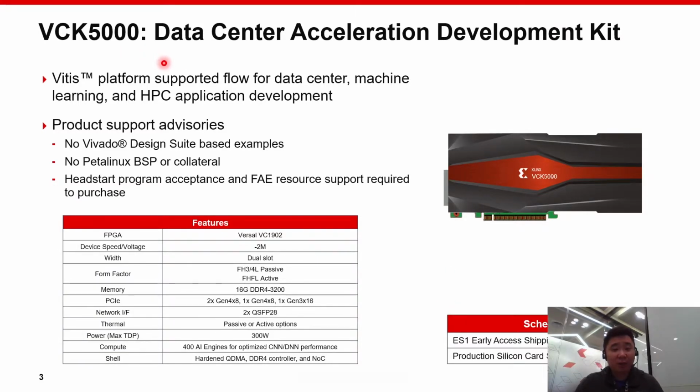VCK5000 is the PCIe card that targets data center acceleration development. You can find the hardware features in the bottom left table. The core chip is Versal VC902 -2M grade. It has 16 GB DDR4 memory support, while the power consumption at max TDP is about 300 watts. Currently, the card is still in EA stage, so there is no Vivado or Xilinx BSP support. The card with production silicon will be shipping from Q3 2021.